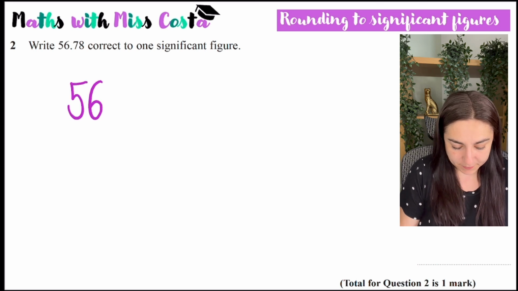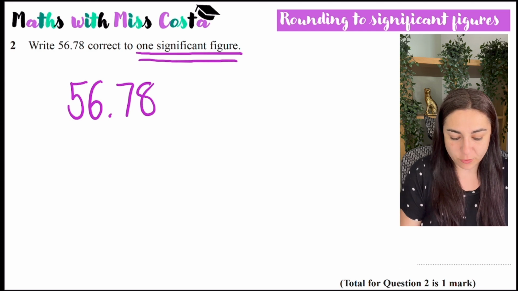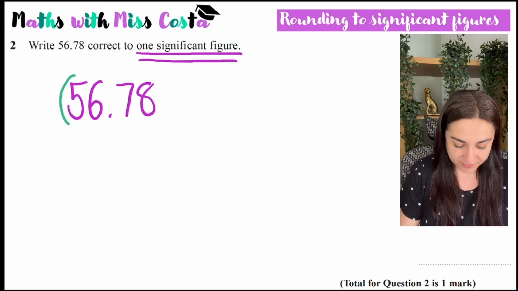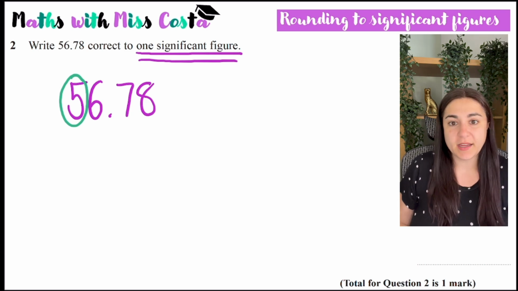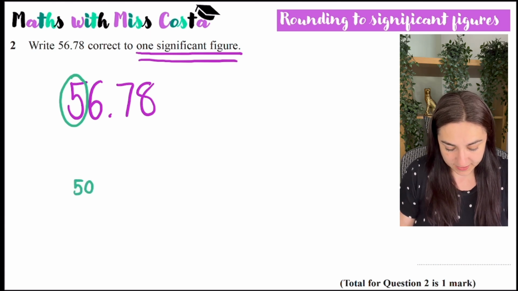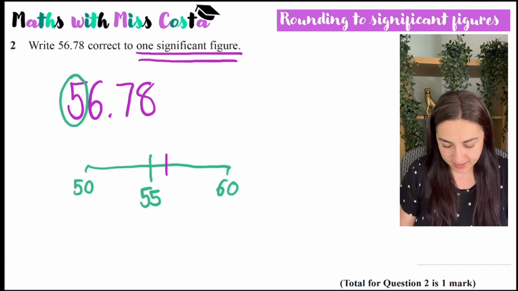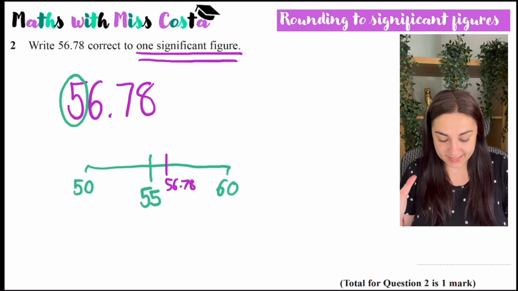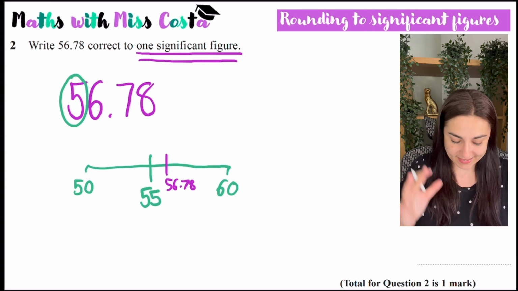So 56.78 to one significant figure means I circle the first non-zero digit, which is 5. And I'm essentially saying, okay, that's 56. So what tens does that lie in between? So 50 and 60 would be what it lies in between. 55 is the halfway point, which is over here. And I know that 56.78 is going to be somewhere roughly over here. So 56 to one significant figure is closer to 60 than it is 50.